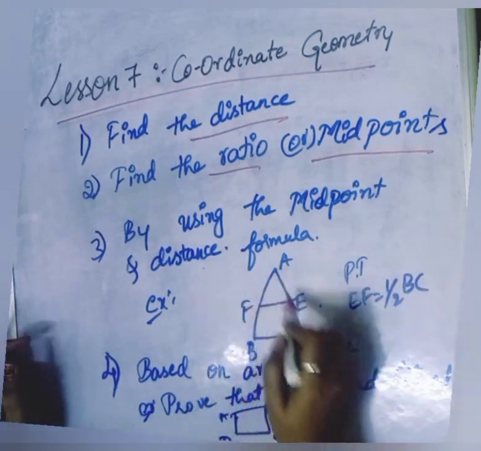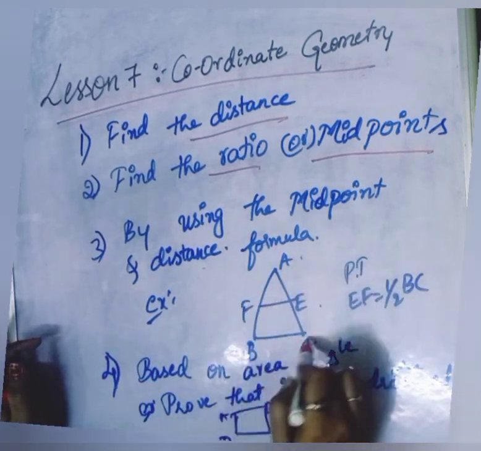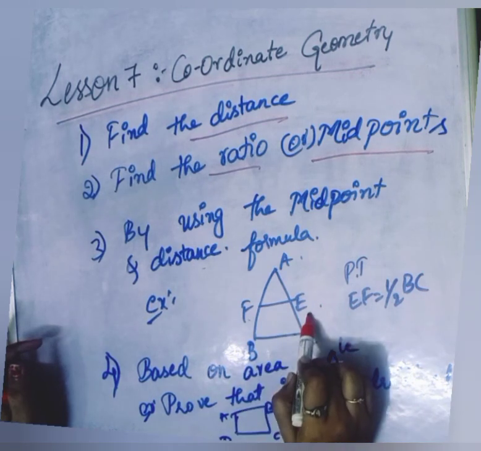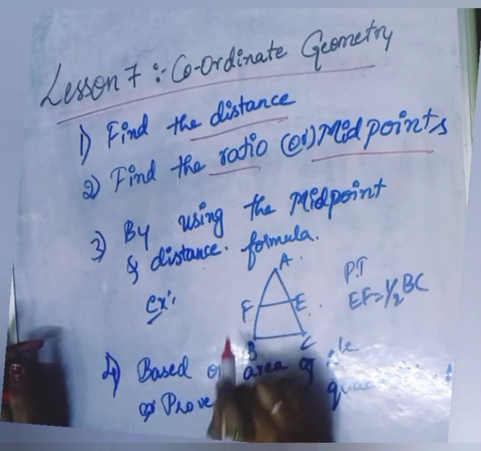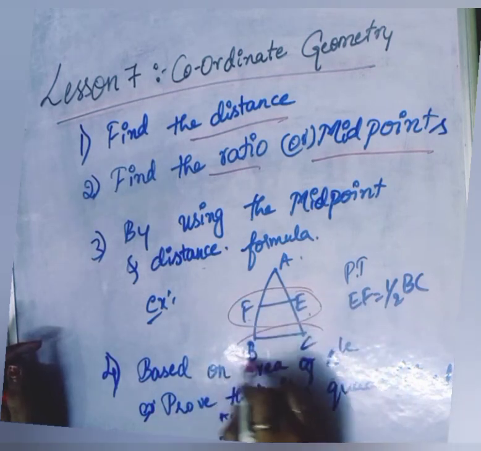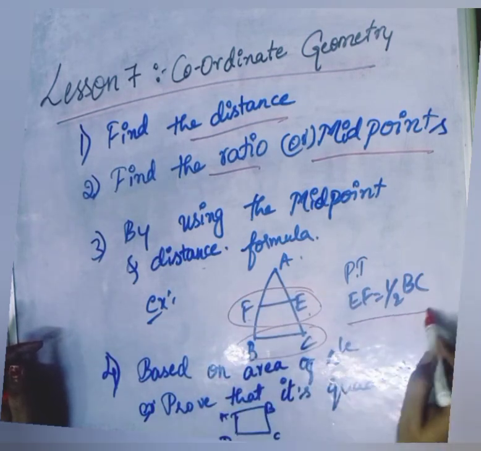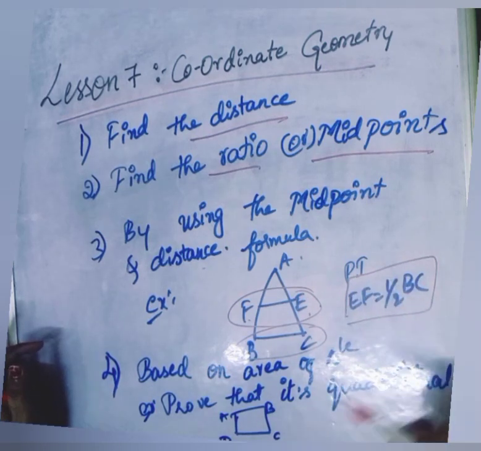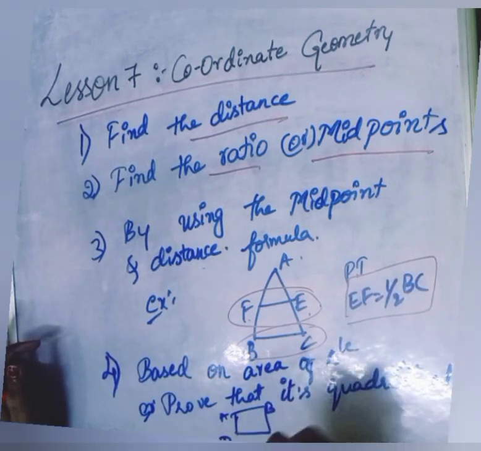For example, I gave a diagram here. They will give A, B, C values. You need to find E and F values. By using the midpoint formula, you will find them. Afterwards, by using the distance formula, you will find the distance of EF, and you will find the distance of BC, and you need to prove this is equal to half of BC. Like that you need to prove. Like that, questions they may ask.